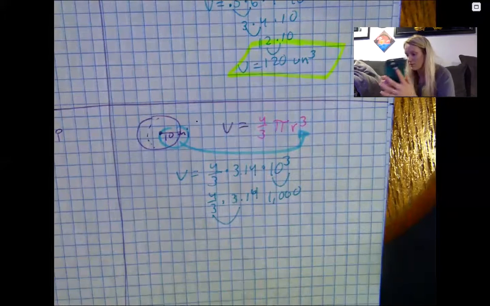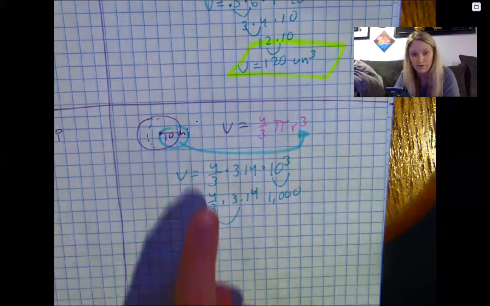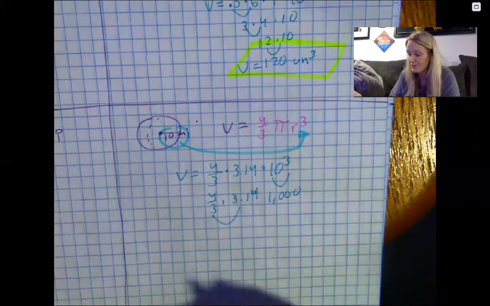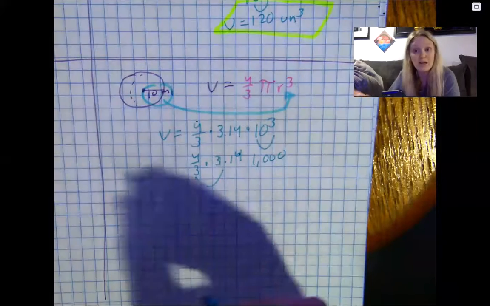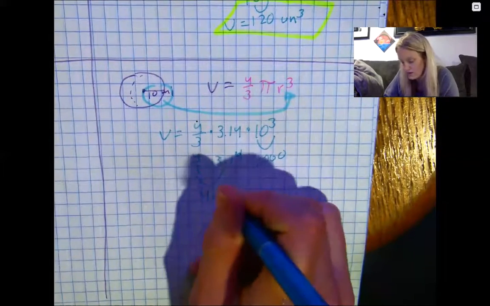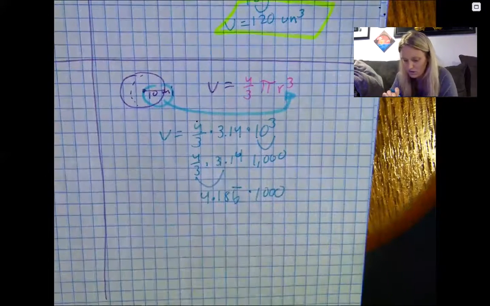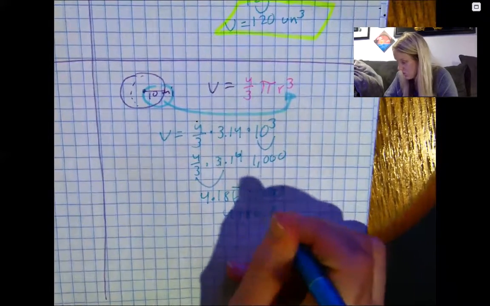So in my calculator, I'm going to do top divided by bottom, 4 divided by 3. 4 divided by 3 times 3.14 gives me a rational number. It looks irrational, but it's rational because it repeats, giving me a continuing decimal. So I'm just going to round it for the sake of ease for this question. 4.186 with a bunch of sixes times 1,000. So in my calculator, I hit equals and I hit times 1,000, and I get 4186.6 with a bunch of sixes repeating.